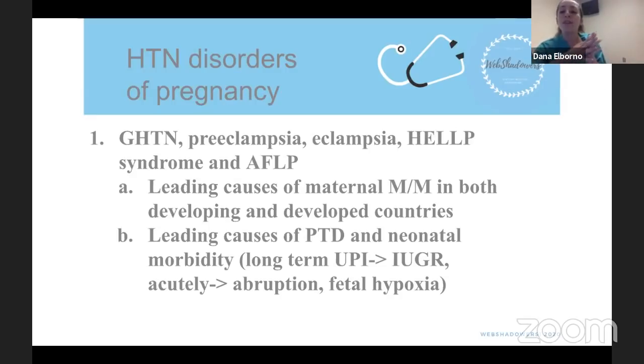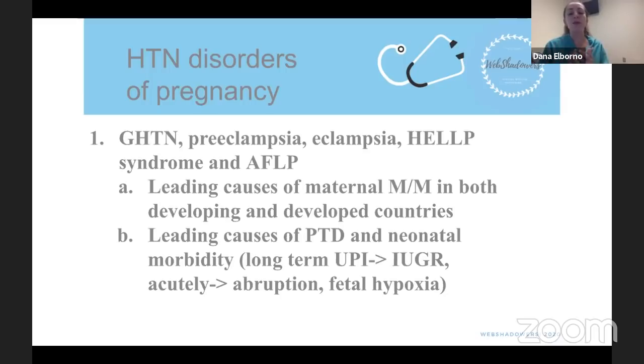Preeclampsia is one of the conditions that falls under the umbrella of hypertensive disorders of pregnancy. Other conditions that fall under this category include gestational hypertension, preeclampsia with and without severe features, eclampsia, HELLP syndrome, standing for hemolytic anemia, elevated liver enzymes and low platelets, as well as acute fatty liver of pregnancy. This spectrum of disorders is among the leading causes of maternal morbidity and mortality in both the developing and developed countries, and also a leading cause of preterm delivery and neonatal morbidity in both developing and developed countries.